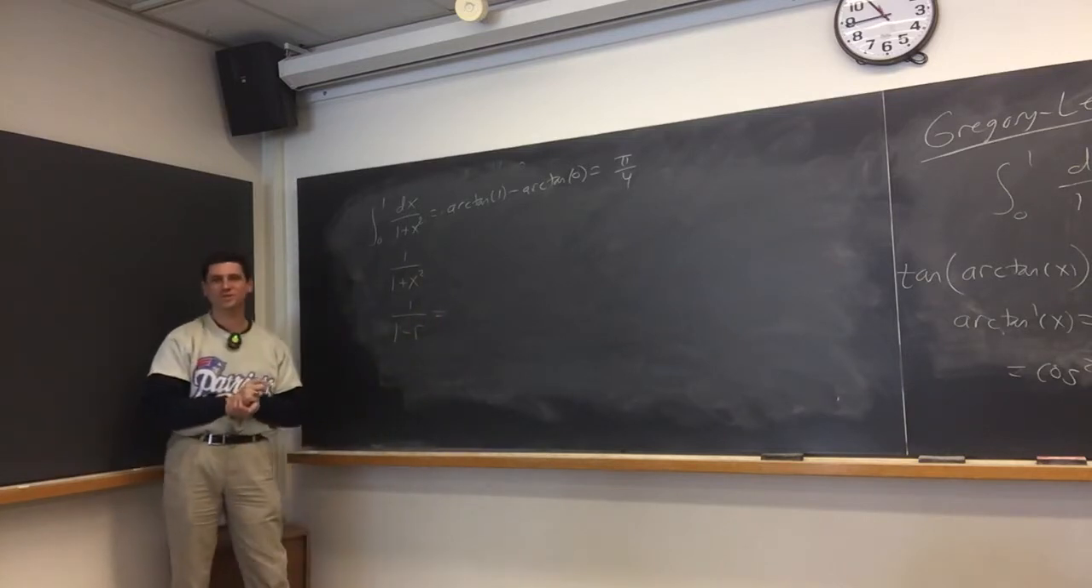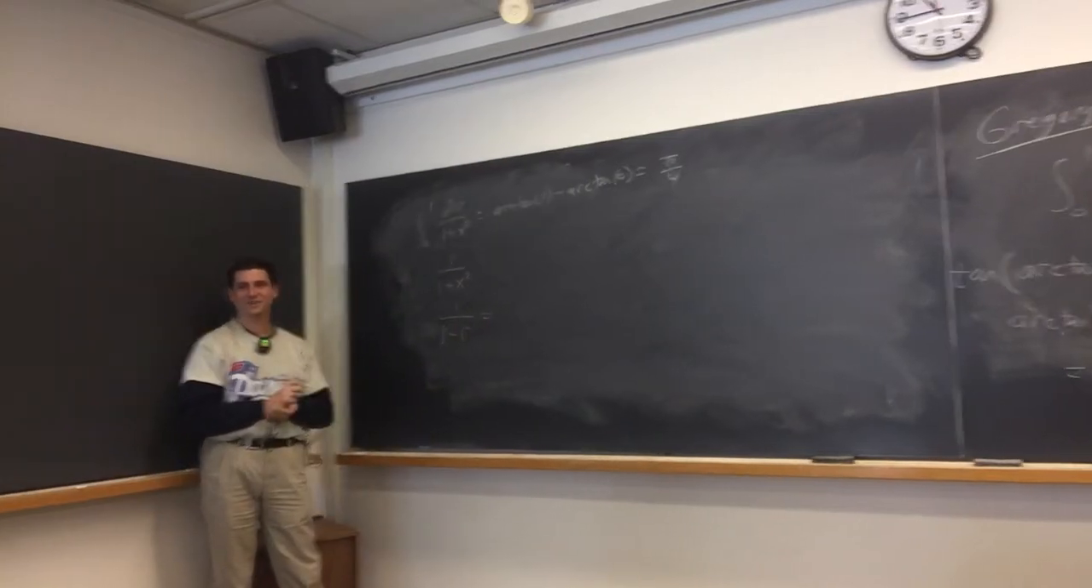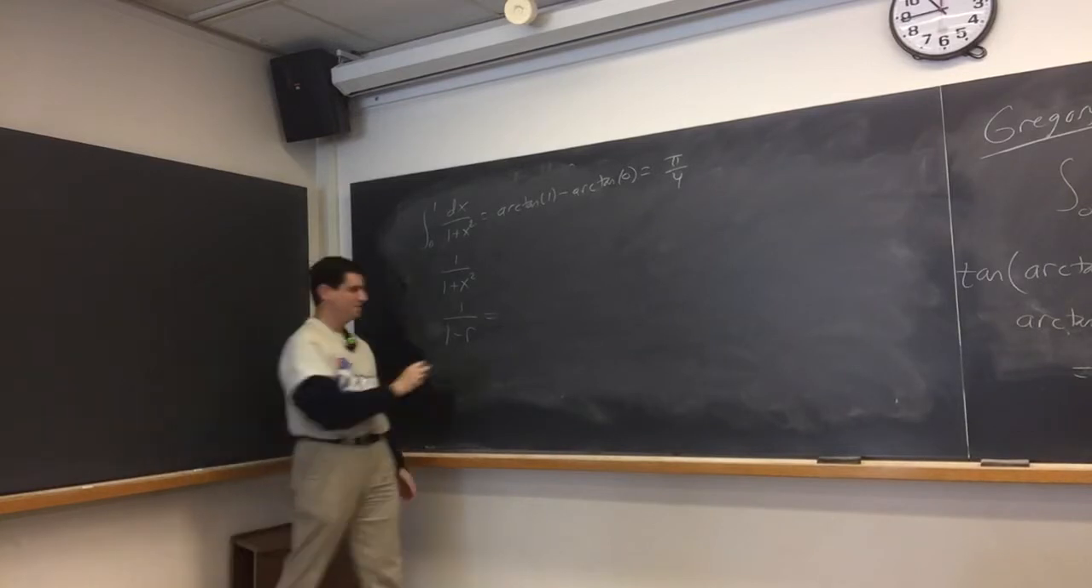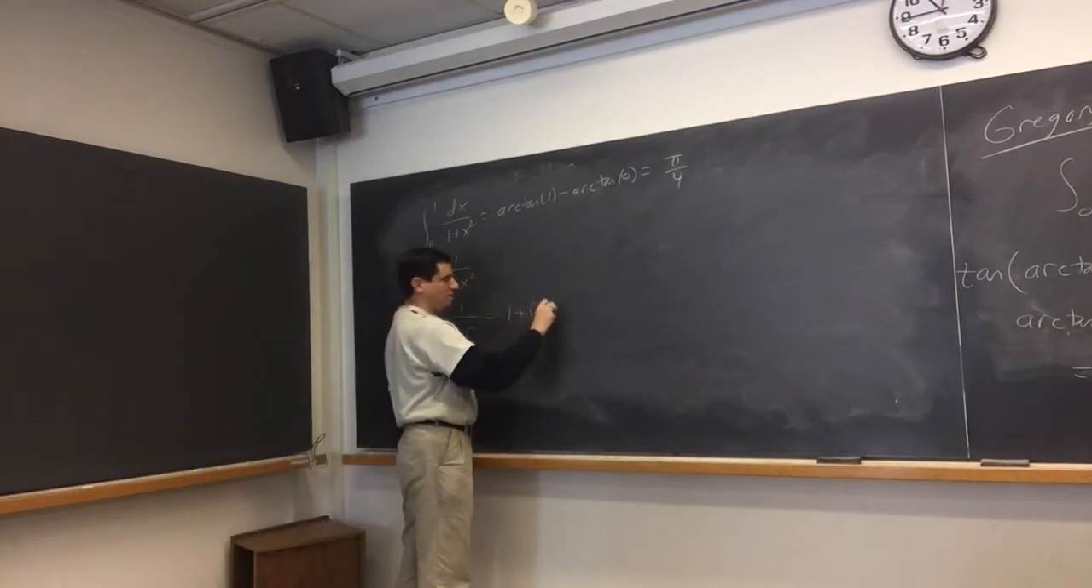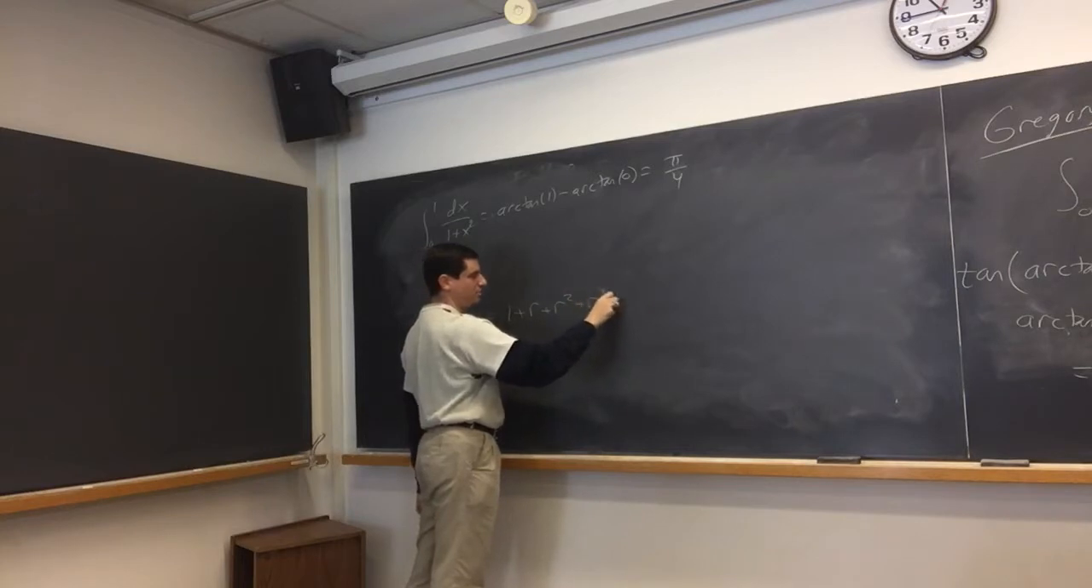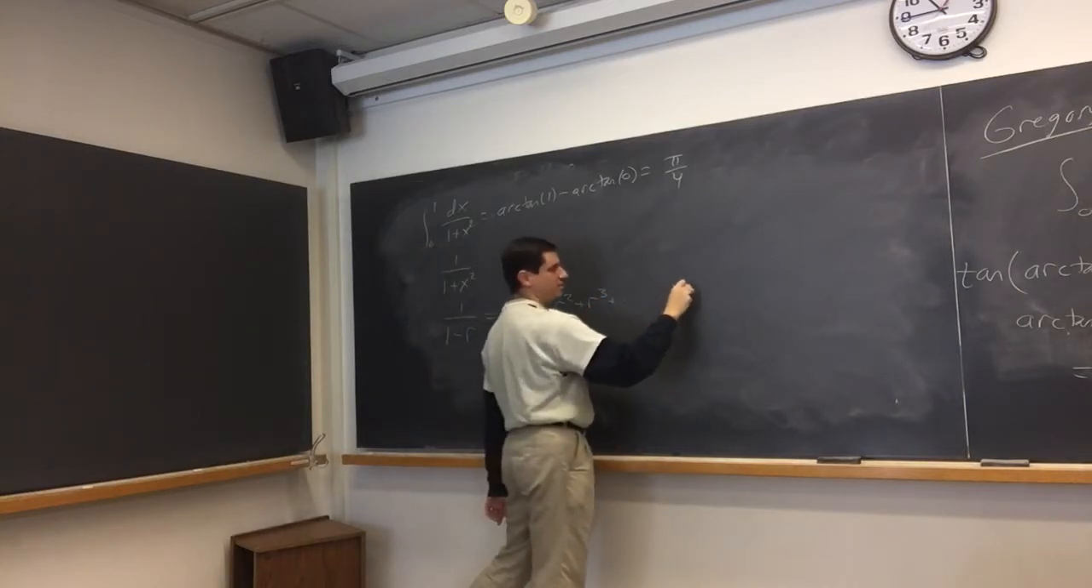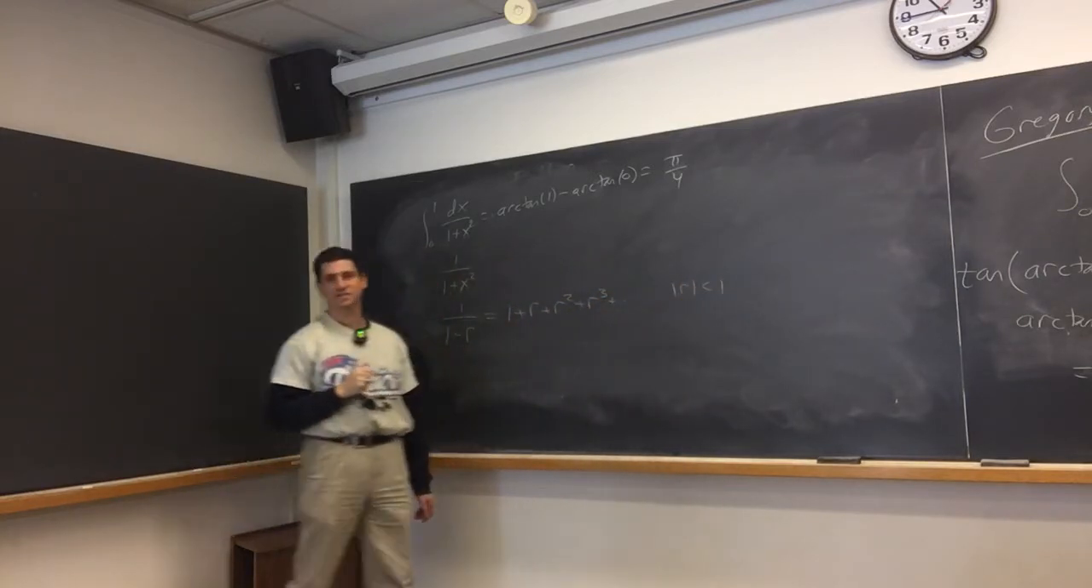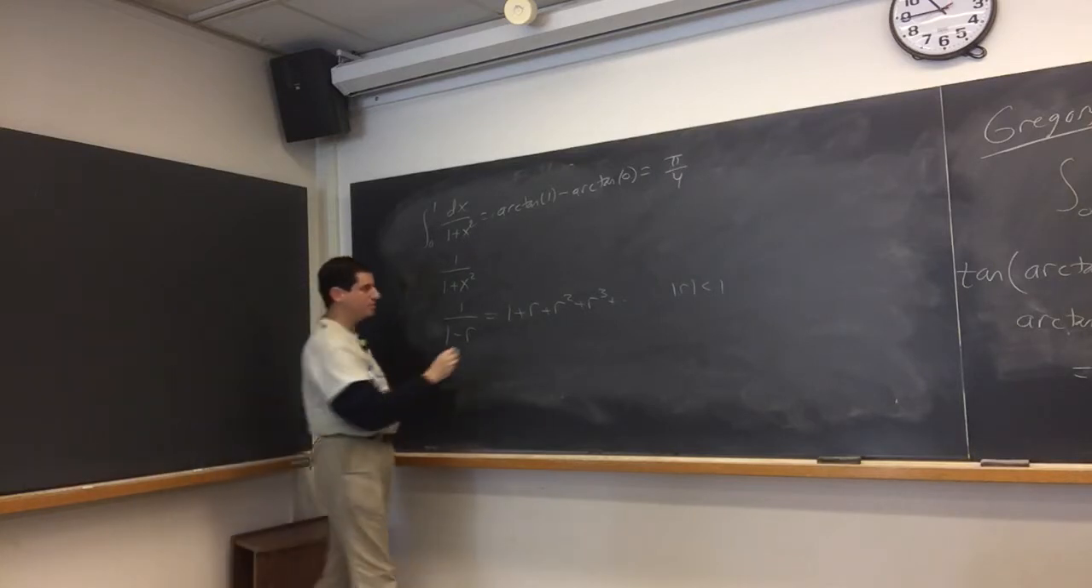One of the most famous formulas in math. This is the geometric series, 1 plus r plus r squared plus r cubed, if the absolute value of r is less than 1. How many of you have seen this? Right. This is the geometric series formula.